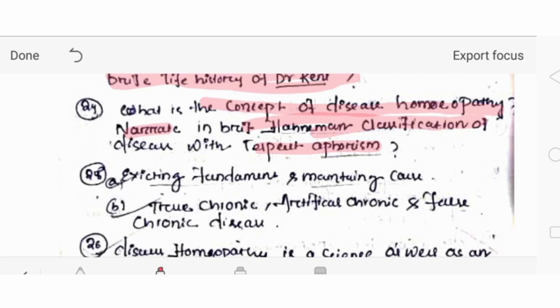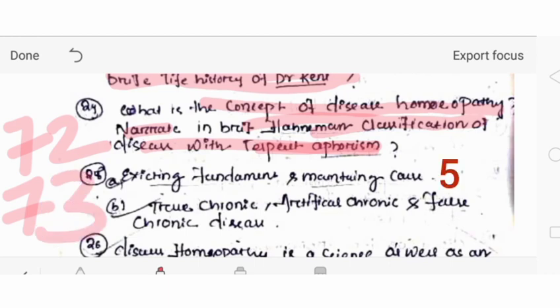According to Dr. Hahnemann, the disease concept from aphorism 10 to 18 onwards, I think some aphorisms contain the definition of disease. According to those aphorisms you should write Hahnemann's definition of disease. With that you should write the classification of disease, aphorisms 72 and 73. Then exciting and fundamental maintaining cause: write this cause according to the aphorisms.